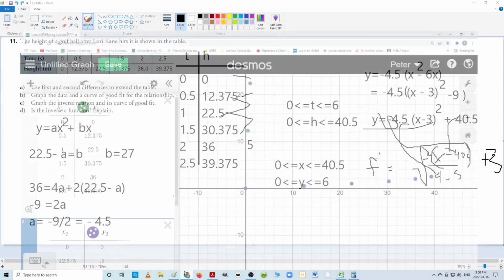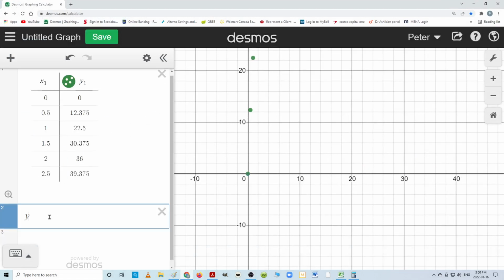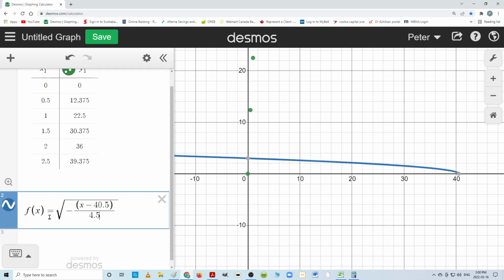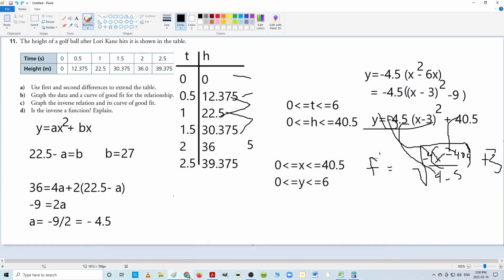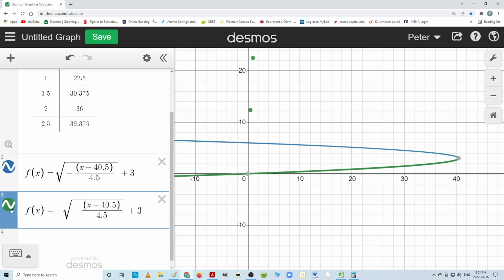And if I put this into the formula up here, was it plus 3? Yeah. And there we go. There's the restriction. Now, that is just one side of it. I had to add a plus minus. So this is the other side of it.